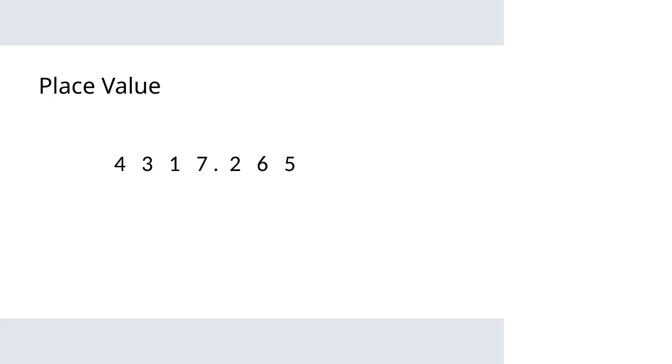All right, here goes. We're going to start out with a probably pretty basic review idea, and that's place value. When we look at a number like 4,317.265, there are place values. In here, we have the ones place, we have the tens place, we have the hundreds place, and we have the thousands place. Probably pretty comfortable, but just as a refresher.